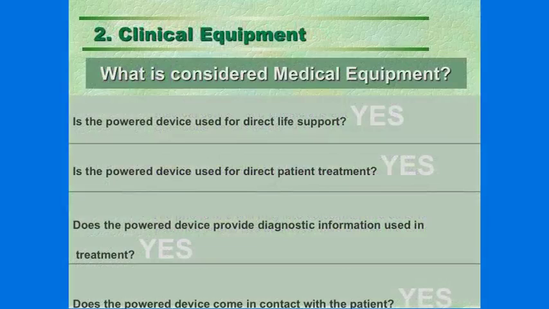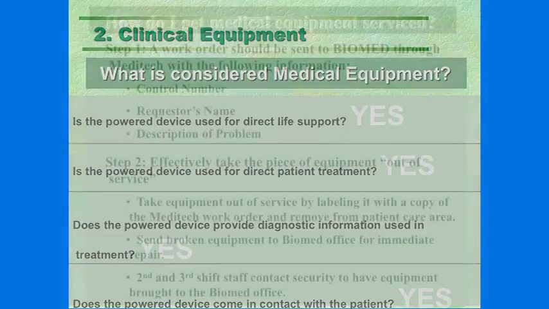Okay? All right, second area of environment of care is clinical equipment. Well, how do you know if it's clinical equipment? Here's the way in which to ask yourself some simple questions. Does it support direct life? Is it power life, direct life support? Is it used for direct patient treatment or diagnostic information? Does it come in contact with patients? If you have yes to any of these, it's going to be considered medical equipment.